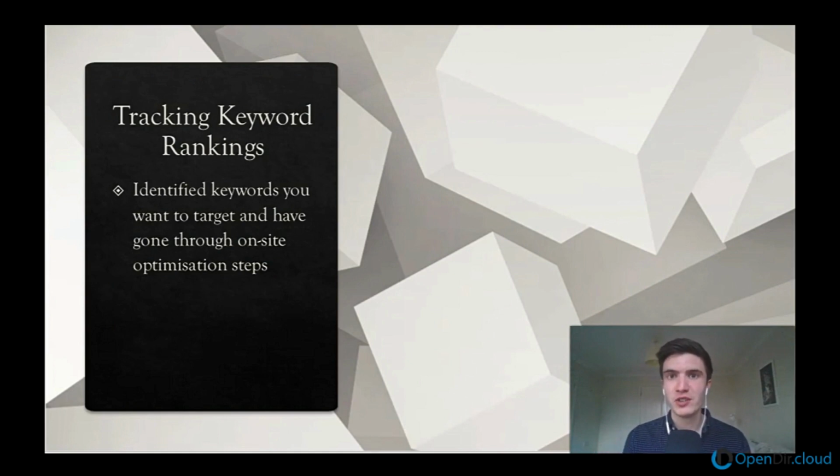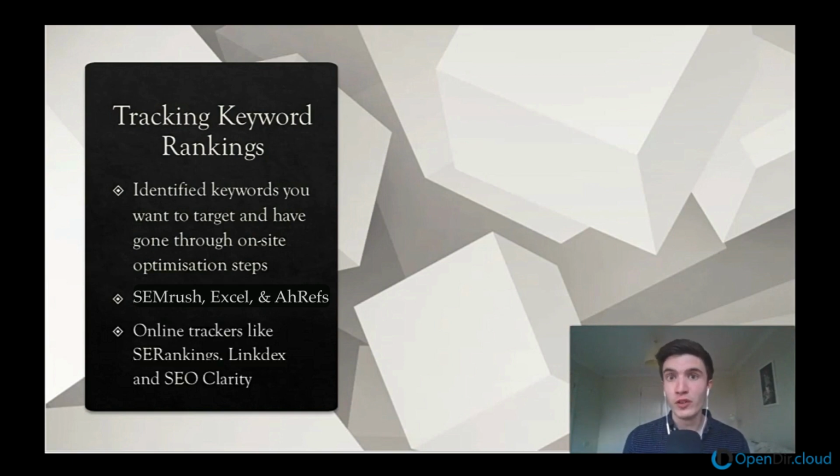So in previous sections, we've identified keywords that we want to target, and we've gone through on-site optimization steps. Now we're going to be looking at SEMrush and Excel. That's the option I would prefer to track your keywords. And there are a bunch of other tools you can use for this, and I'm going to show you one of these, which is SEO Clarity. These are specialist tools that are specializing in tracking keywords. So that's what they are set up for.